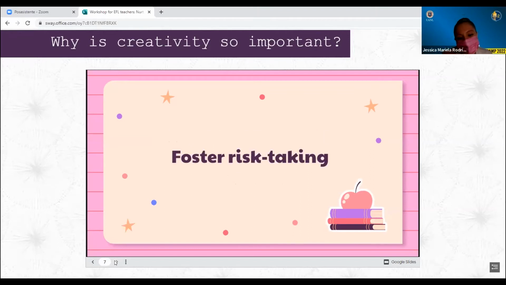And finally, we can also foster risk-taking. And that is another skill or characteristic that is very demanding nowadays, right? We need students who like to explore. We need students with this characteristic to take risks, to look for different ideas, to go beyond, to give solutions, to be proactive. And these are some of the things that make creativity so important.